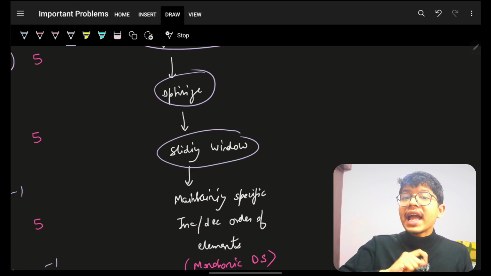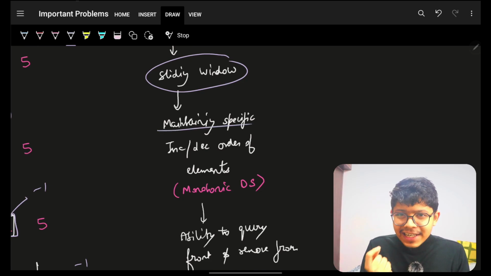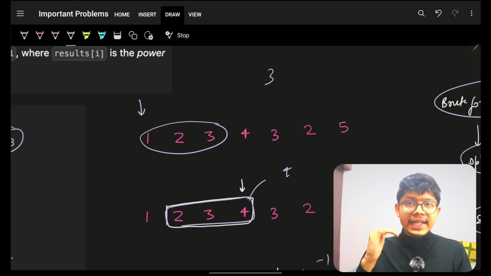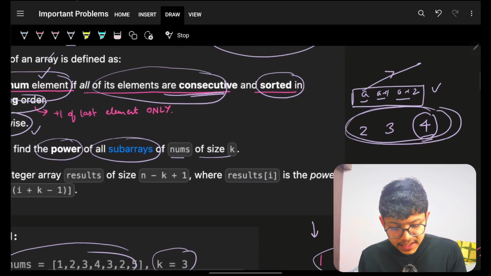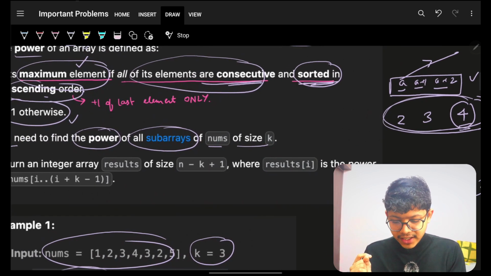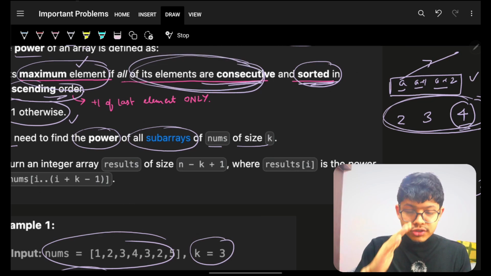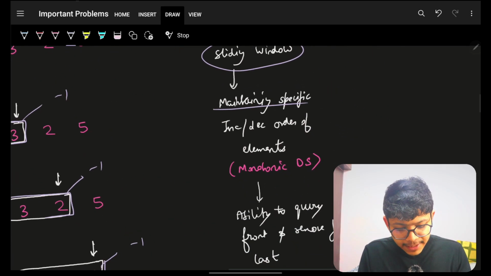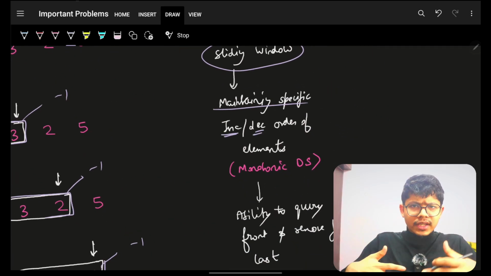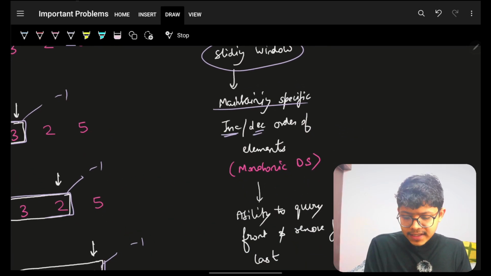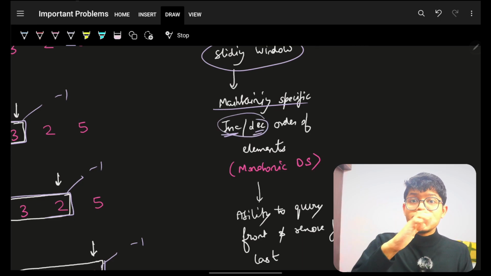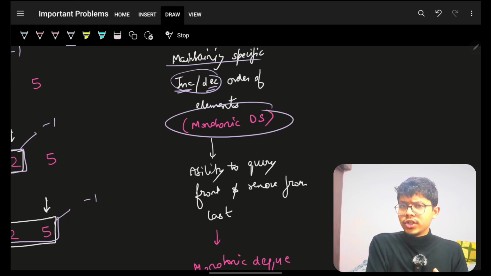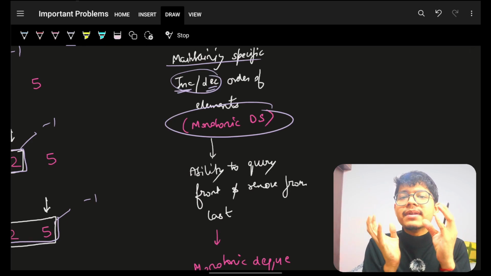But what I have to do here is maintain whatever is in my window in sorted ascending order, which means increasing order, and also consecutive. So my window needs to follow a pattern. Here I'm showing an increasing pattern, though it could also have been decreasing, but it is some kind of monotonic pattern. Thus I know I can use some sort of monotonic data structure here to maintain the elements inside my window.